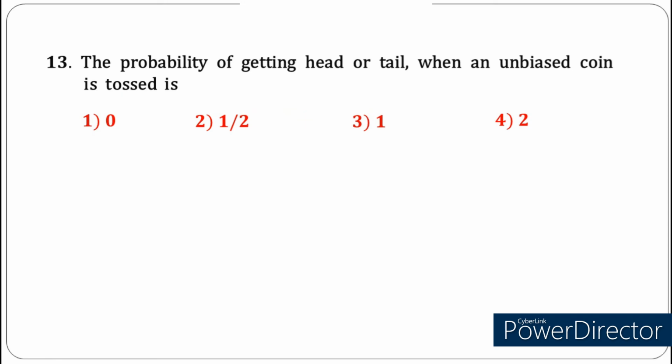Let's look into the 13th question now. The probability of getting head or tail when an unbiased coin is tossed. A direct question. How many heads do you have? One head. Total number of faces you have is 2. Probability of getting head is 1 by 2. What is the probability of getting tail? 1 by 2.